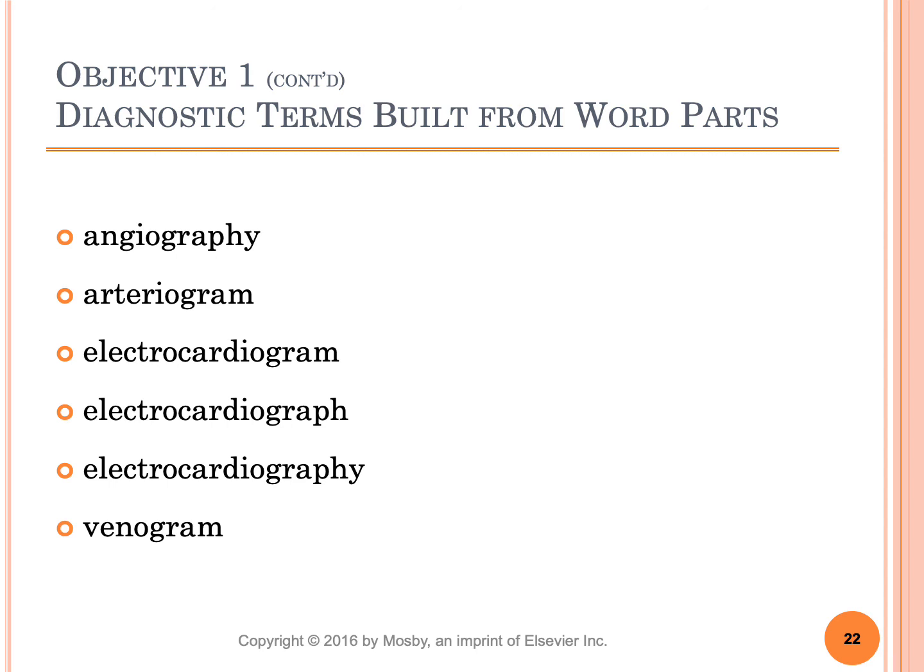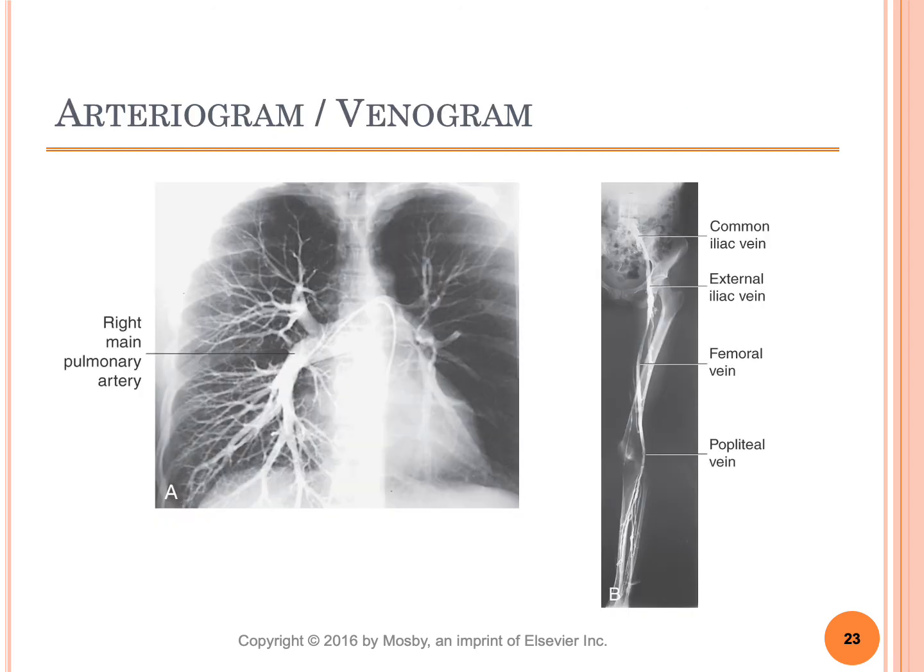One term that I didn't mention here is the echocardiogram, and sometimes we shorten that just to be echo, E-C-H-O, and that is a recording of the heart using sound. So here's an image of what an arteriogram / venogram would look like. On the left side, you can see the right main branch of the pulmonary artery. Remember, we said the pulmonary artery leaves the heart and carries unoxygenated blood to the lungs to get oxygenated, and then it's returned by the pulmonary vein to the left atrium of the heart.